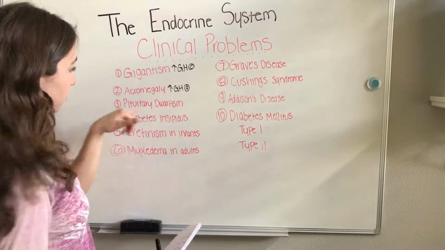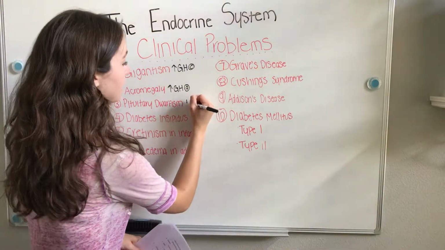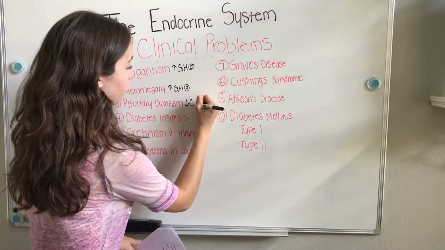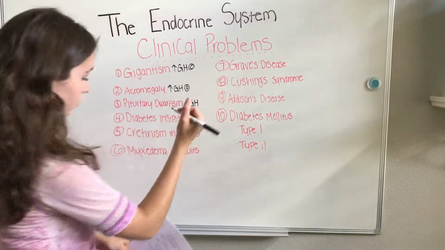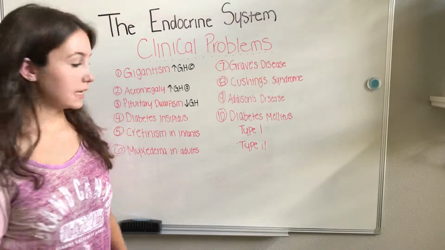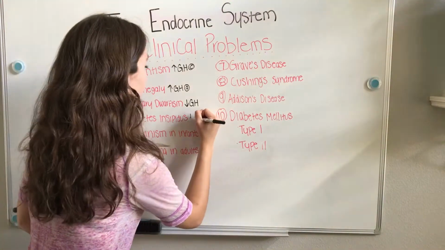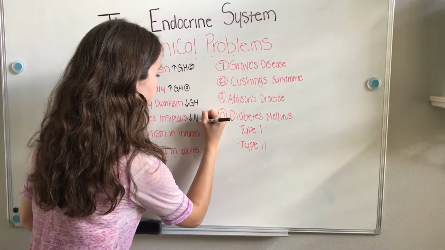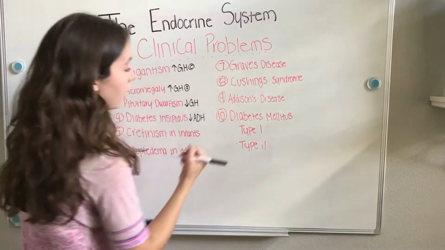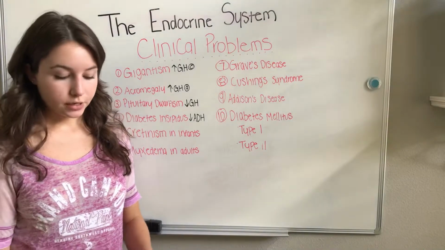Now pituitary dwarfism is the opposite. So it's hyposecretion of growth hormone. Diabetes insipidus is hyposecretion of antidiuretic hormone. So hyposecretion of antidiuretic hormone, which would therefore increase urine production.